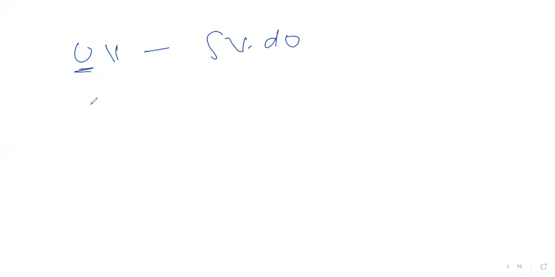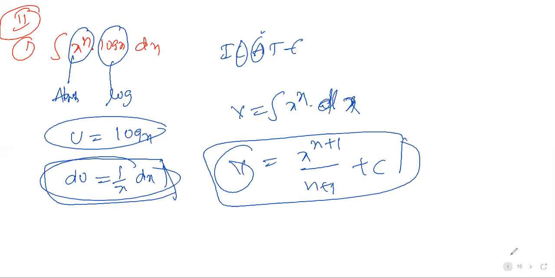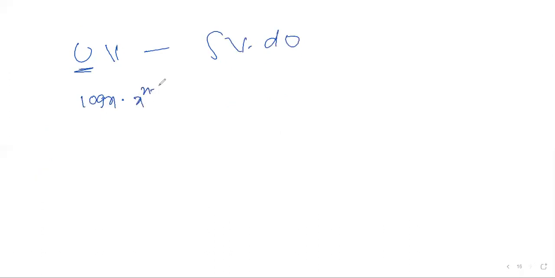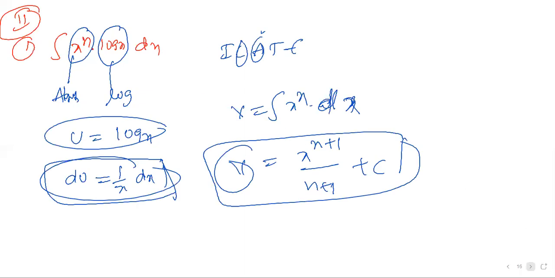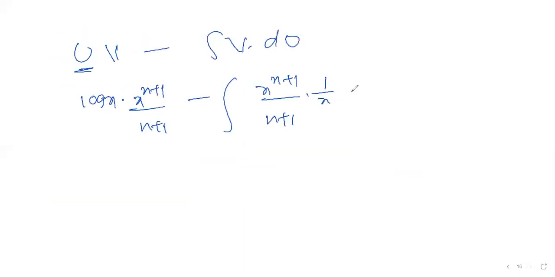What is the value of u? Log x. What is the value of v? x power n plus 1 by n plus 1. Integration of x power n plus 1 by n plus 1. What's the value of du? 1 by x dx. Till this, is it clear, any doubt? Clear, sir. Okay.